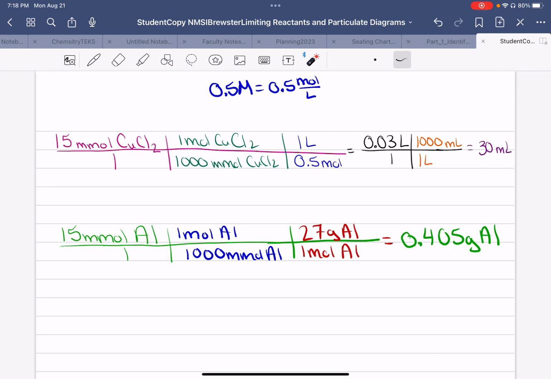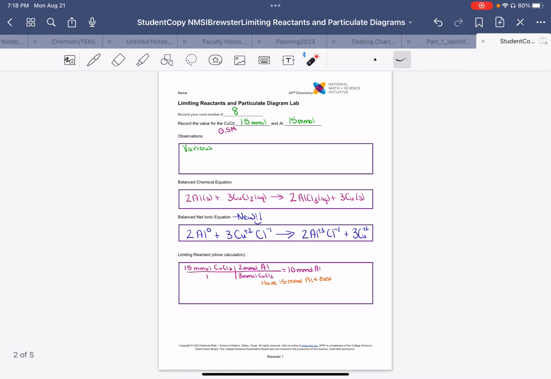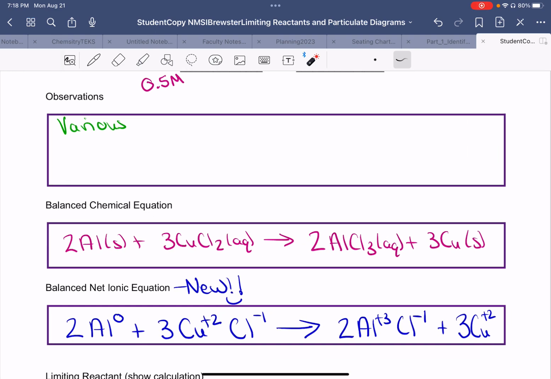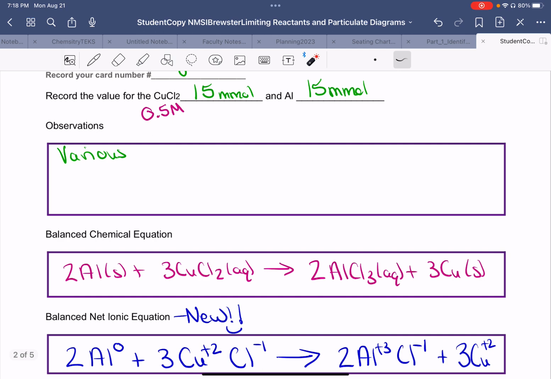Here's the rest, going down memory lane. Okay, observations, it's going to be various depending on what you have. I want to see you come out with the color, maybe a texture, if there's any smell, odor, all that.